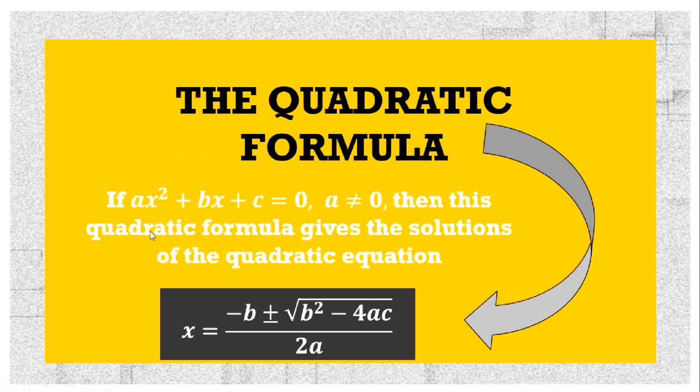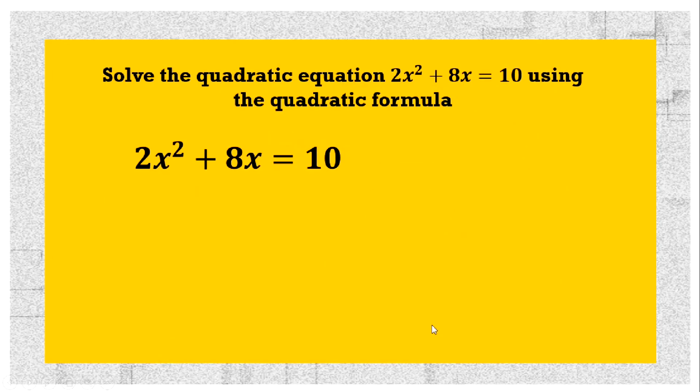Okay? If ax squared plus bx plus c equals 0, where a is not equal to 0, then this quadratic formula gives the solutions of that quadratic equation. Okay, sige, try natin. Solve the quadratic equation 2x squared plus 8x equals 10 using the quadratic formula.